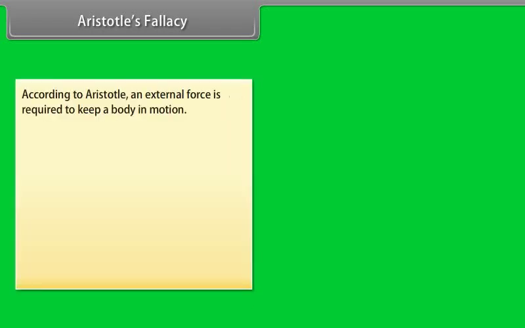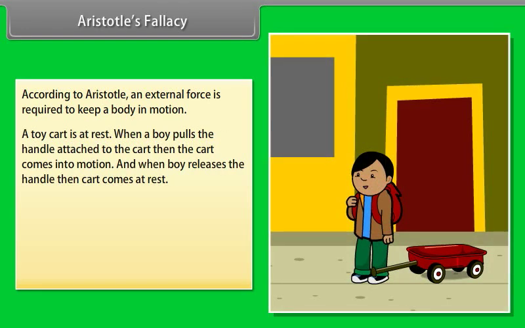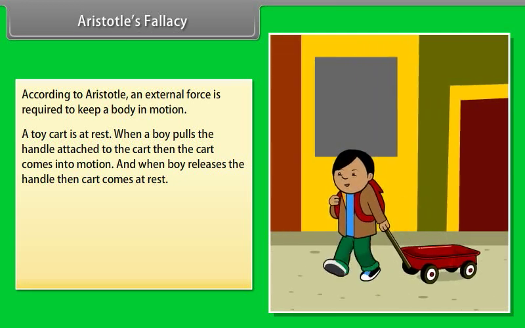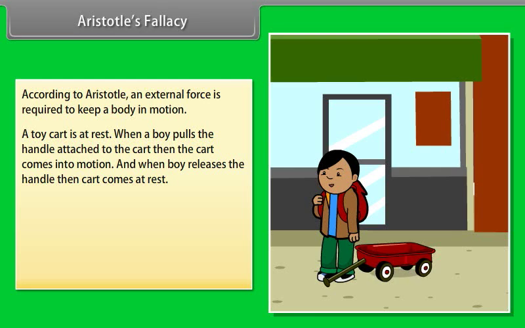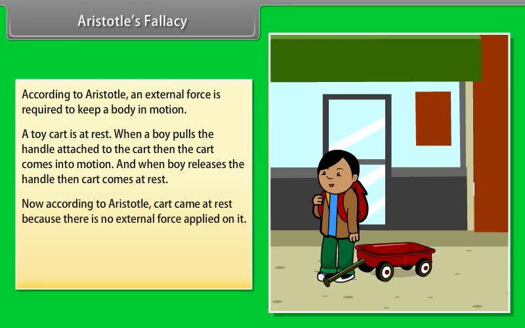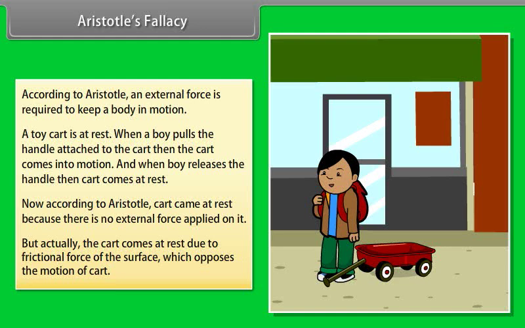Aristotle's fallacy. According to Aristotle, the Greek thinker, an external force is required to keep a body in motion. Let's understand with an example. A toy cart is at rest. When a boy pulls the handle attached to the cart, the cart comes into motion. And when the boy releases the handle, the cart comes to rest. Now, according to Aristotle, the cart came to rest because there is no external force applied on it. But actually, the cart comes to rest due to the frictional force of the surface, which opposes the motion of the cart.